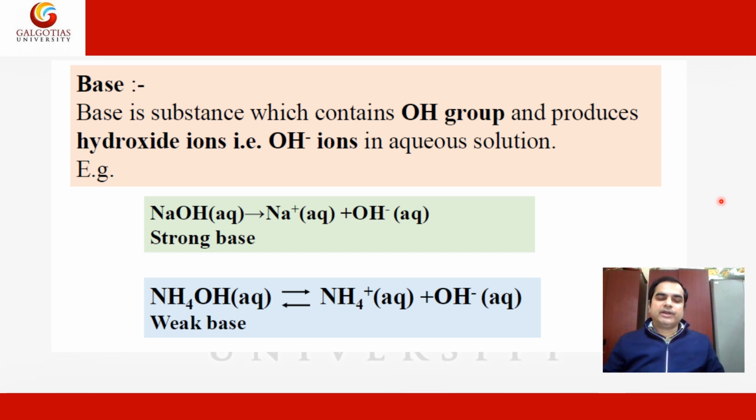Now let us discuss how we can define a base. Basically, a base is a substance which contains an OH group and produces hydroxide ions, that is OH- ions, in aqueous solution. As we can see in the reaction, NaOH in aqueous form dissociates into Na+ aqueous plus OH- aqueous. Because it gives OH- ions in the aqueous solution, it is referred to as a base. Similarly, NH4OH, that is ammonium hydroxide, also dissociates into ammonium aqueous plus OH-, but it does not easily give OH- ions in the aqueous solution, so it is referred to as a weak base.